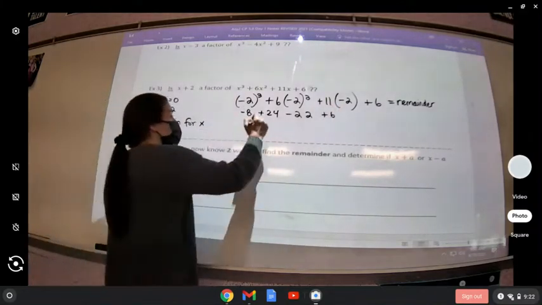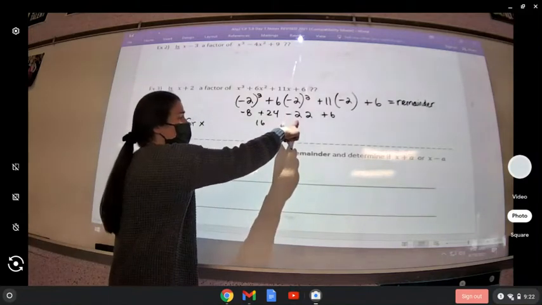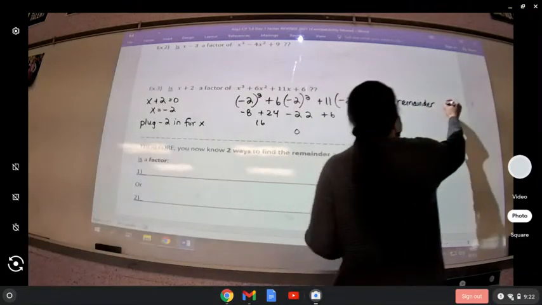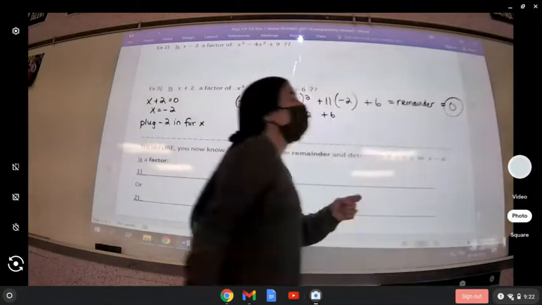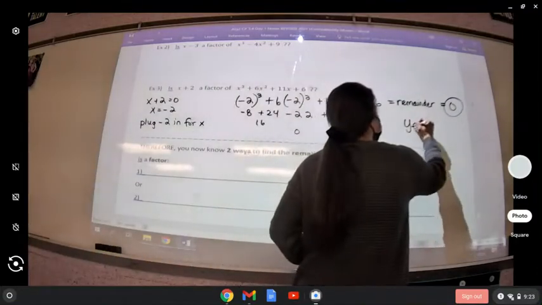Negative 8 plus 24 is 16. 16 minus 22 is negative 6. Negative 6 plus 6 is 0. Guys, it is a 0 that you get when you plug negative 2 in. So is it a factor if the remainder was 0? Yeah. The answer is yes.